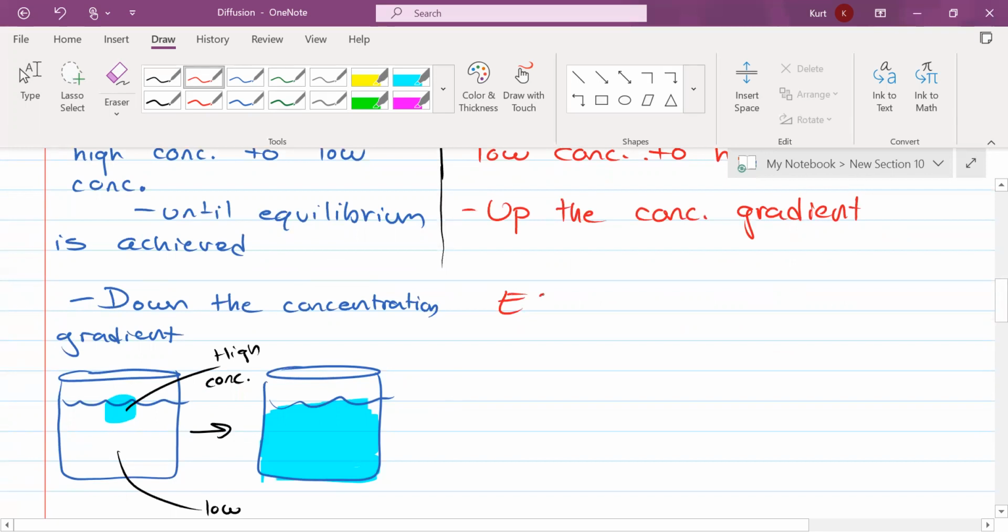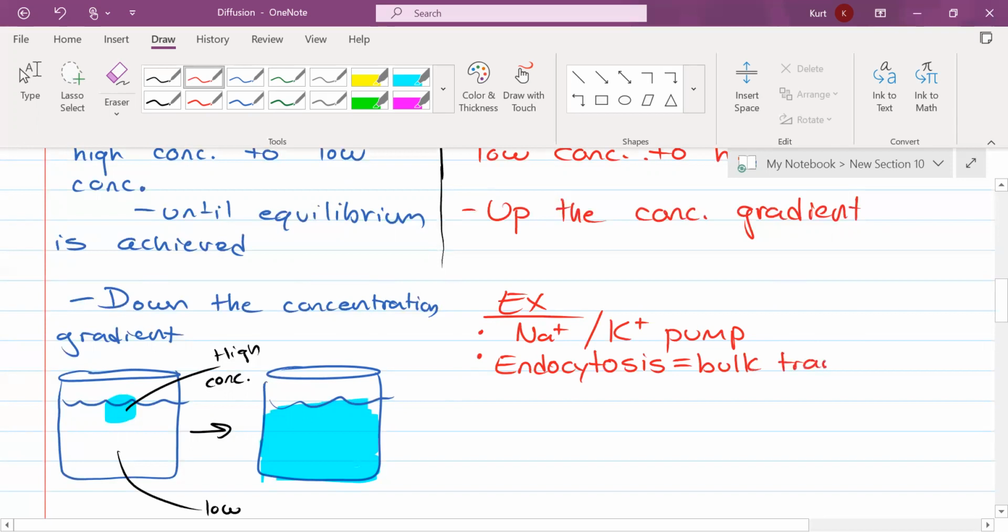The examples that are mentioned in this topic is the sodium. Sodium is Na, potassium is K, sodium potassium pump. This is found in your nervous system. It helps transfer electrolytes into and out of your neurons. We have endocytosis. What do you think this is? Stuff coming into the cell or stuff exiting the cell? This is bulk transport entering the cell.